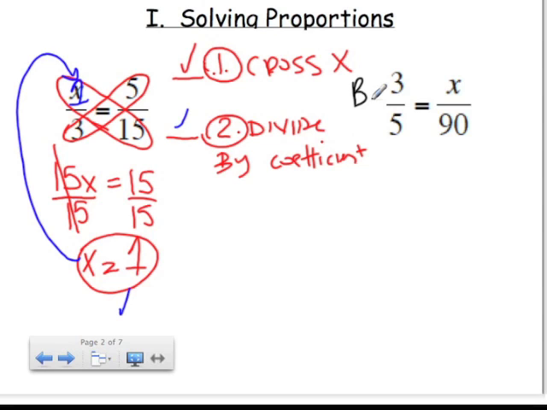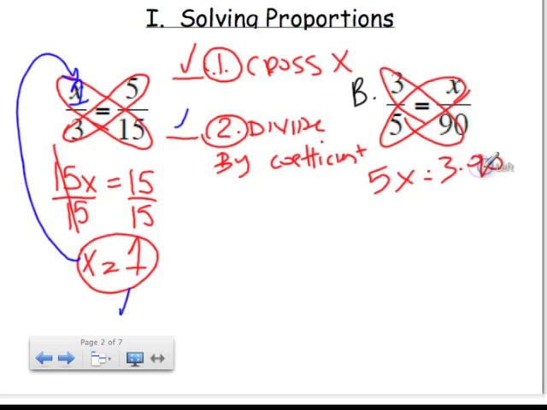Okay, you tried it, so it's time to check. In order to solve this, your first step was to cross multiply. So you have 5 times x, that's 5x, equals 3 times 90. 3 times 90 is 270. So you should have had, as your first step, 5x equals 270.